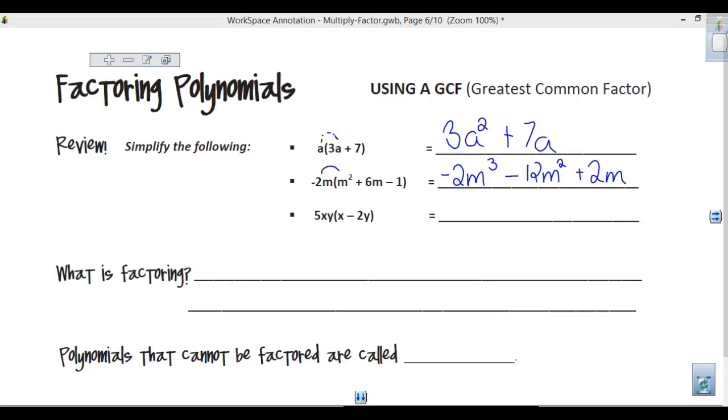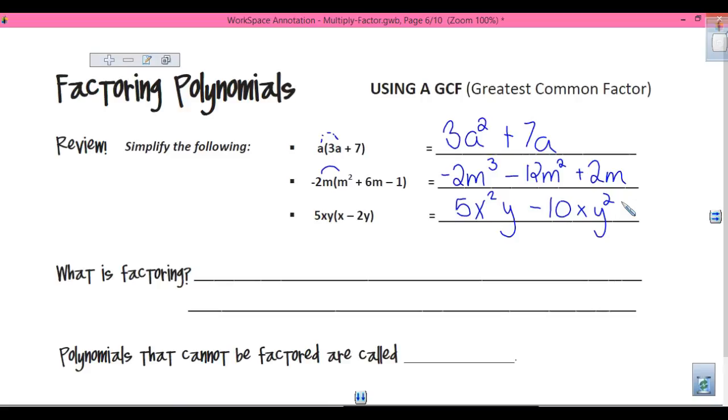Going to get? Good. 5x squared y. Then what? Minus 10xy squared. Very good. Okay, good. Review.